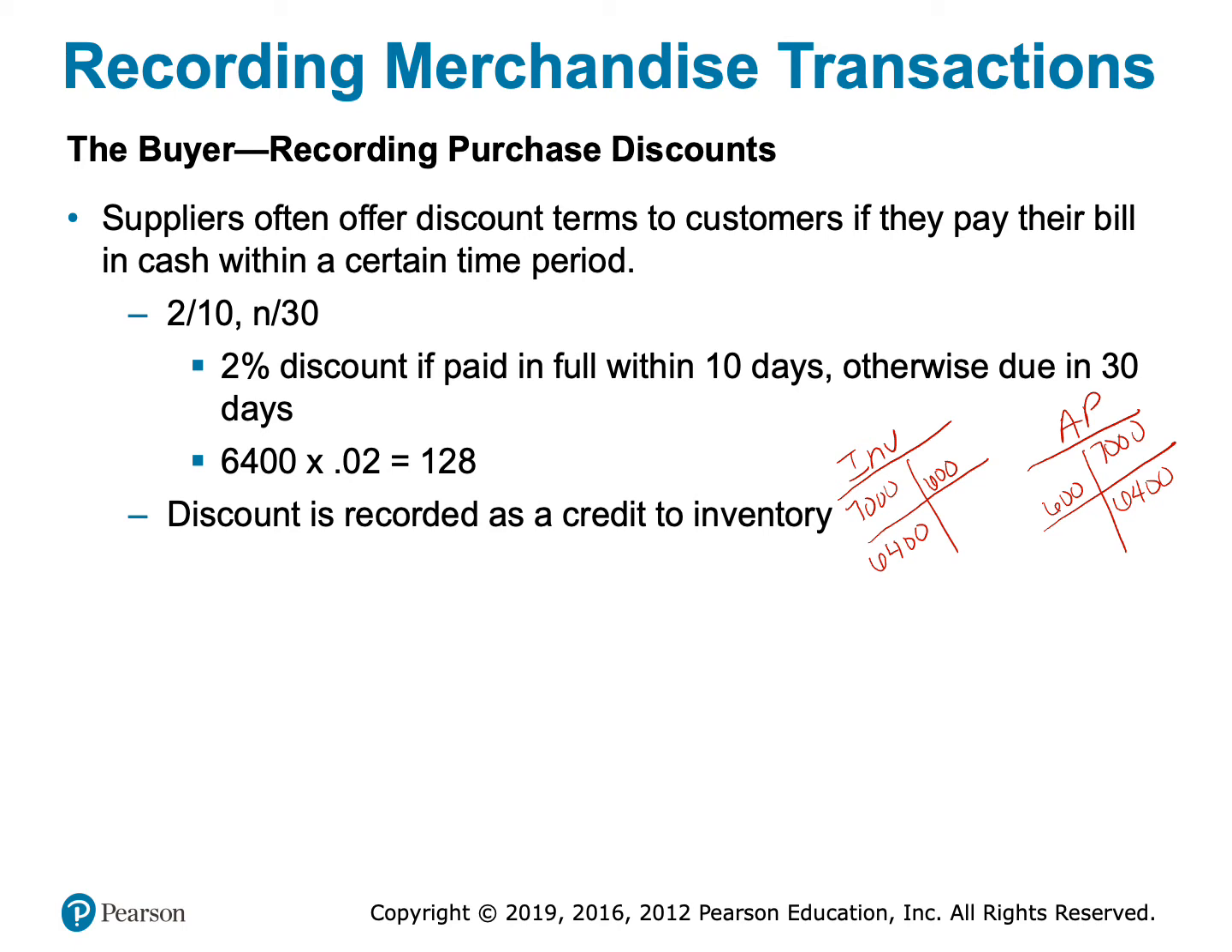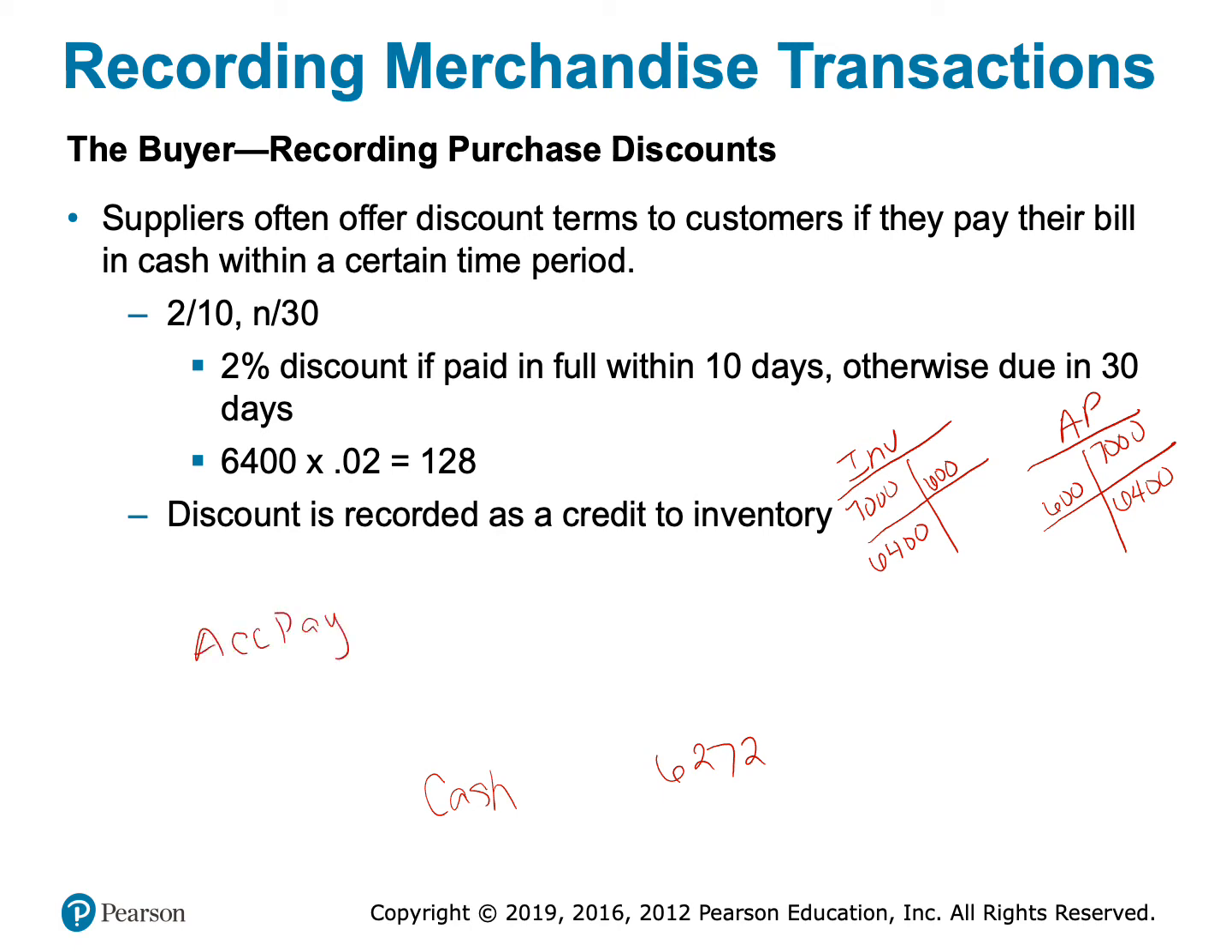So here I am getting ready to pay my bill. Assuming I pay within 10 days, I'm going to credit cash. Now, I owe $6,400, but I'm getting a $128 discount. So 6,400 minus 128 means I'm going to write a check for 6,272. Now, normally when I pay my bill, I'm going to debit accounts payable, and that's what I'm going to do here as well.